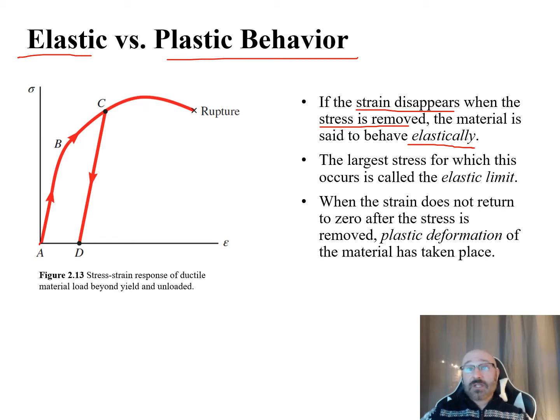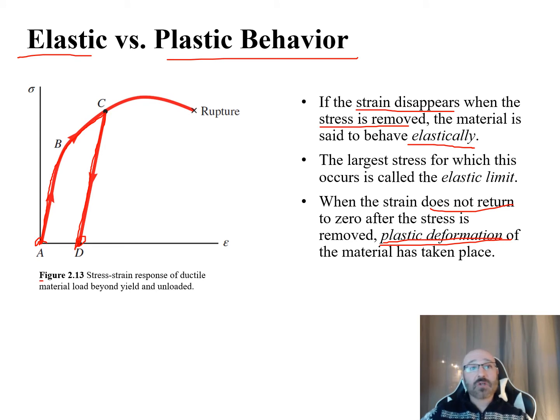When the strain does not return to zero after the stress is removed, then plastic deformation of the material has taken place. That's the case here. If we go all the way up past this linear region, all the way up here to C, and we draw a straight line back down over here, we can see it returns now to D, which is not back at 0 at A, so therefore plastic deformation of the material has taken place. So what's going on in this here?